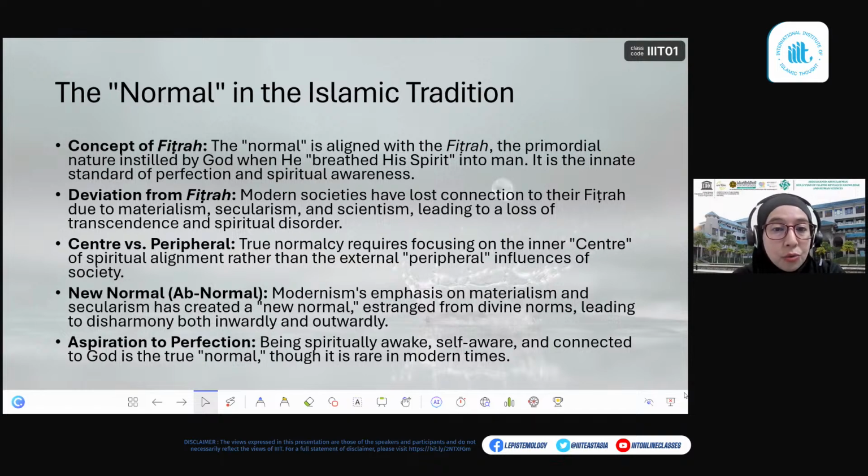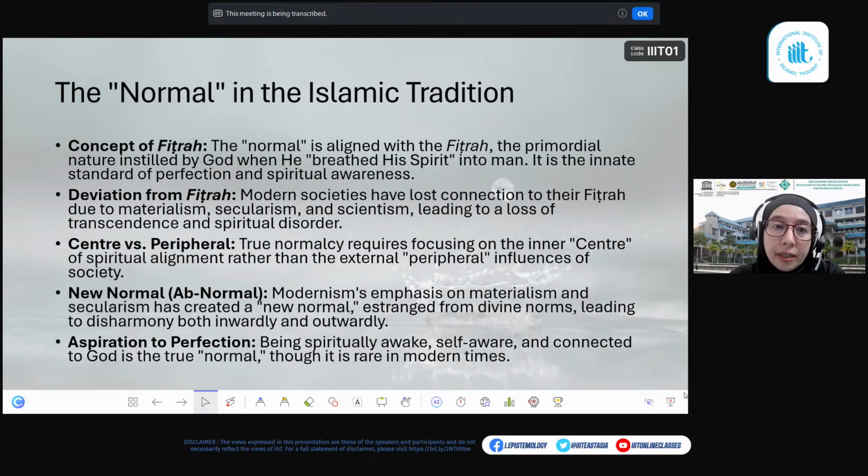In Islam, true normalcy is found in focusing on the center, which represents the inner spiritual alignment with God, rather than being distracted by the peripheral. Okay, what is this peripheral? Peripheral here refers to the external influences of society, such as wealth, power, worldly status. But unfortunately, modernity often pulls us away from the center and replaces divine norms with a new normal. And this new normal, shaped by materialistic and secular ideals, estranges us from our fitrah and creates disharmony both within ourselves and in our interactions with the world.